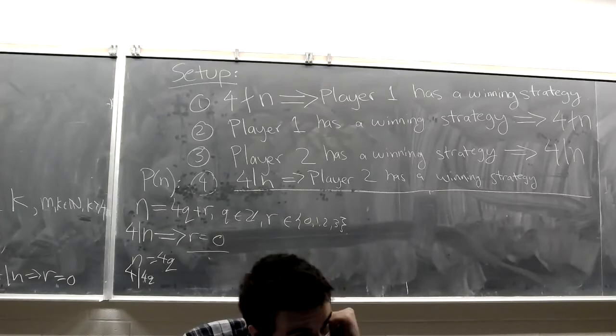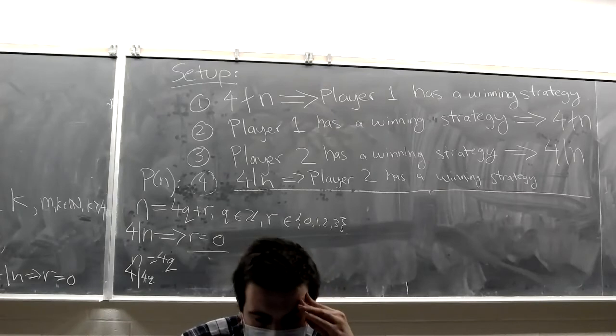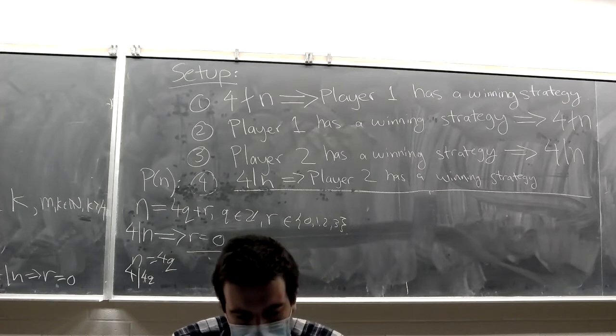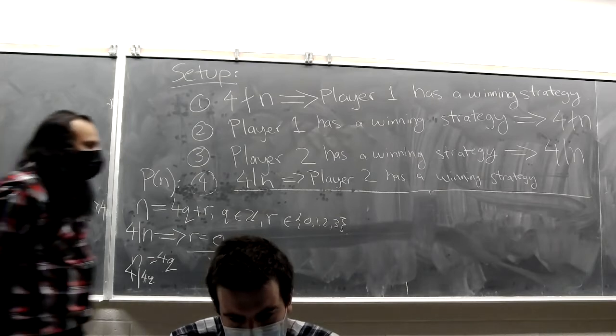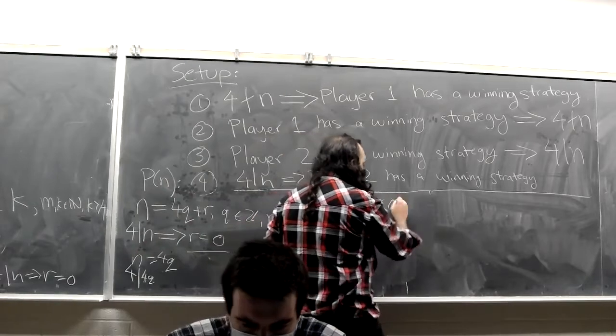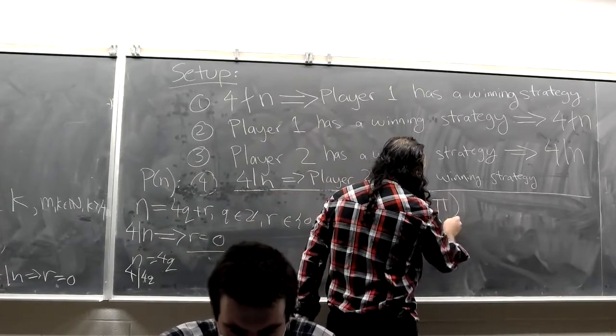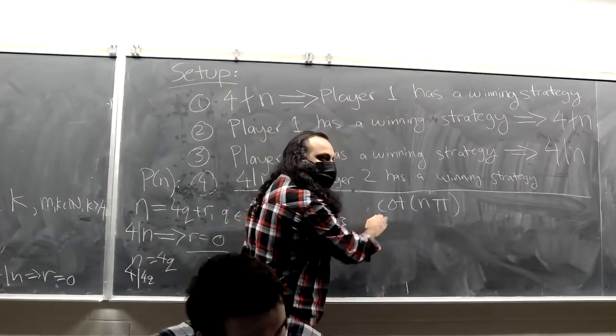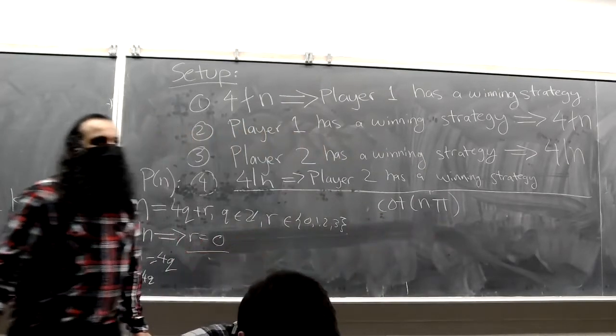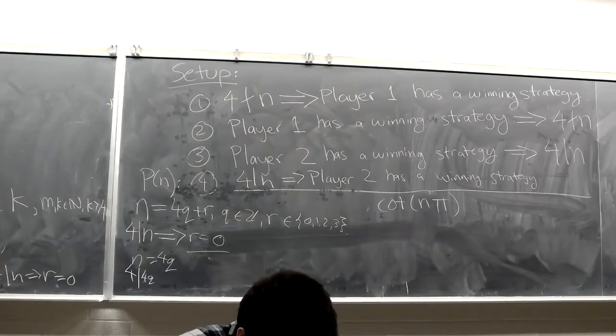All right, so who else had their hand up? Vihang had a question. Can I assume that cotangent of n pi is irrational? Can you assume that what is irrational? Cotangent of n pi, where n is an integer. Can you assume that that is irrational? Why? Why would cotangent of n pi be irrational?